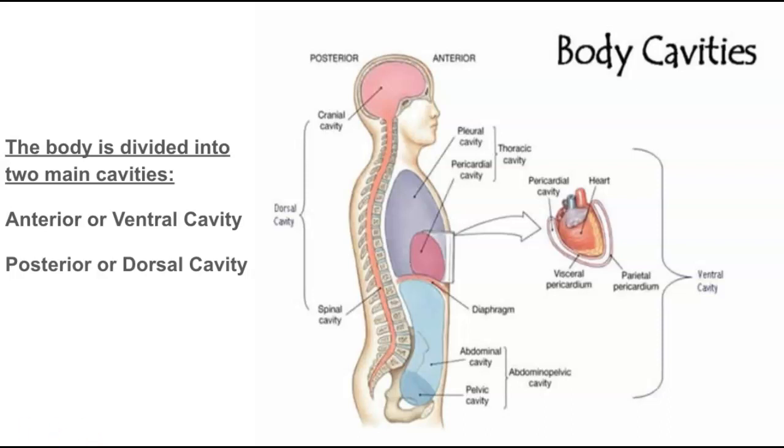About body cavities. So the body is divided into two main cavities, anterior or ventral cavity and posterior or dorsal cavity. You can see in this picture here, the dorsal cavity is in the back section and the ventral cavity is in the front section.